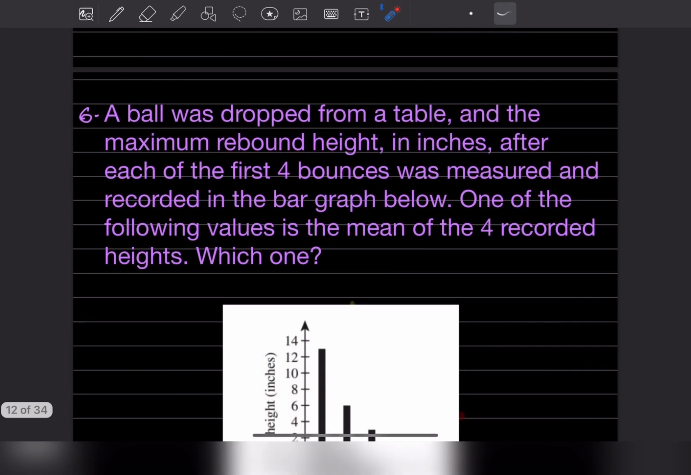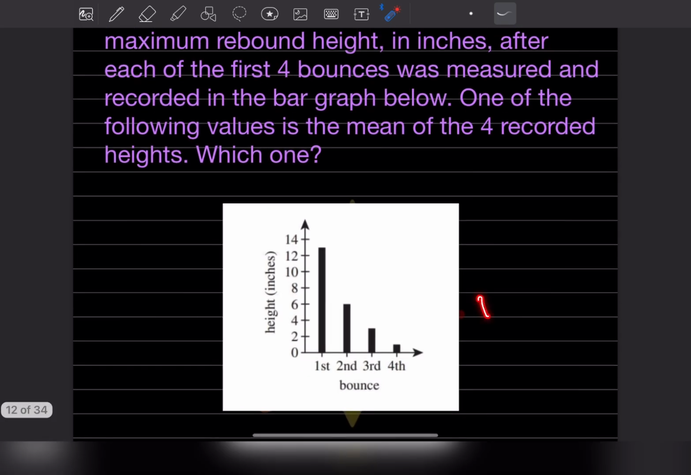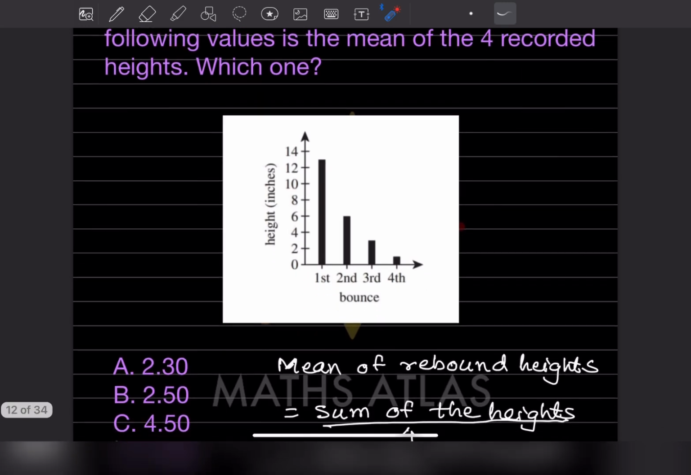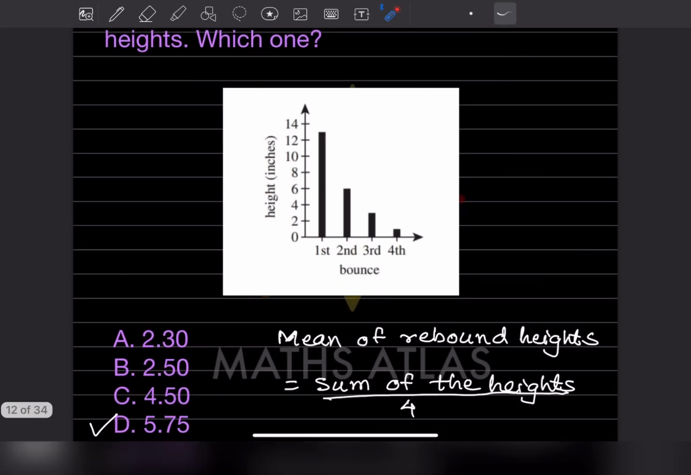1. A ball was dropped from a table and the maximum rebound height in inches after each of the first 4 bounces was measured and recorded in the bar graph below. So this is the bar graph given. One of the following values is the mean of the 4 recorded heights. Which one? Now see, the height is given as 0, 2, 4, 6, this one. And this is the first bounce.